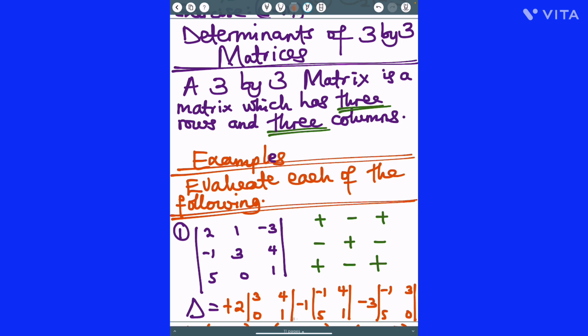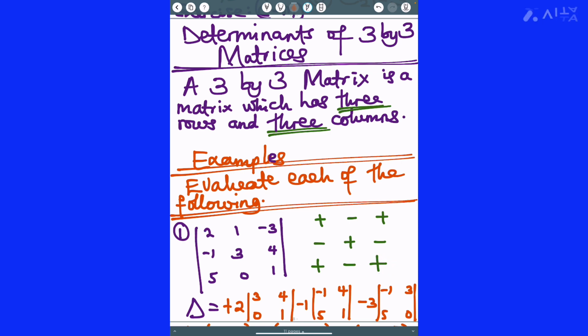So what we always do is give signs to each of these cells. Plus for this, minus for this. This cell is given a plus sign. On the second row, the signs are minus, plus, minus. And on the third row, plus, minus, plus. So let's go. First, you take plus 2.